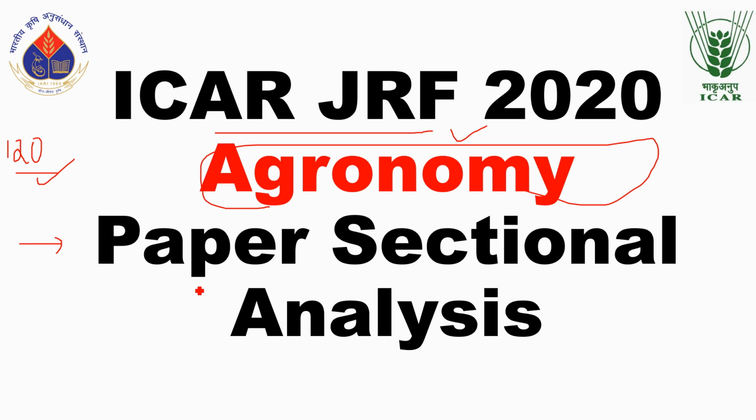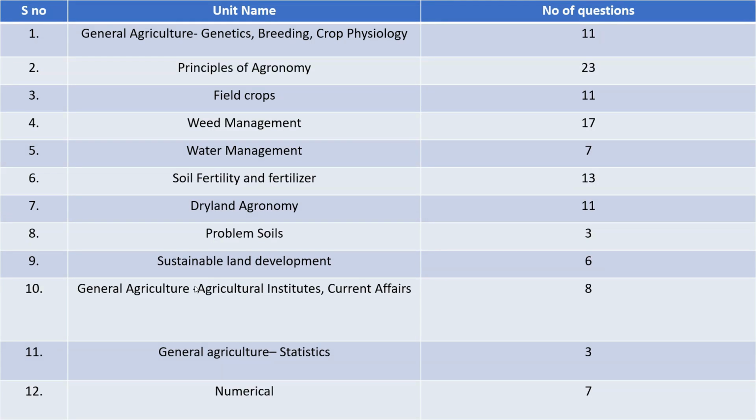See, we have 9 units in the syllabus, and I have divided those into 12 parts. So let's talk about them. Out of the total of 120 questions, I have divided it into 12 parts. The first is general agriculture, which I have divided into three.